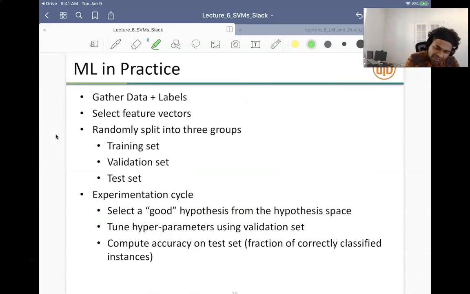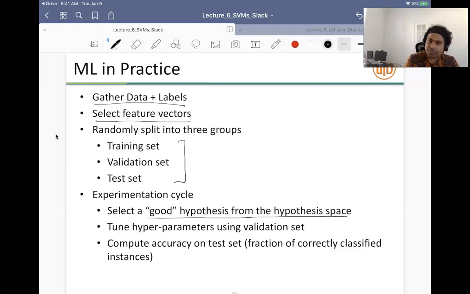So I guess this is just the same thing. I think it's super critical, which is why I've dedicated 3 slides to this. I gather data and labels, and I select my feature vectors. This part is basically data gathering, and this part is feature engineering. Then I split my data into 3 sets: training, validation, and test set. And the experimentation cycle is I select a good hypothesis from my hypothesis space. This is my model class.